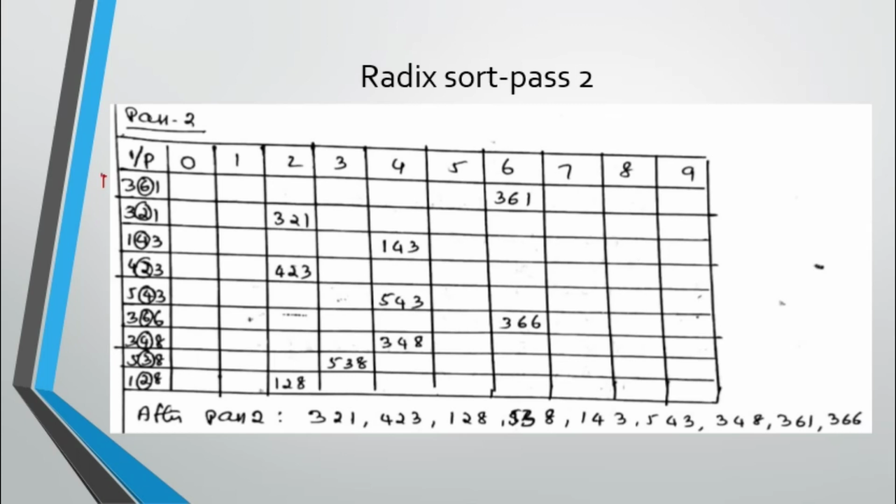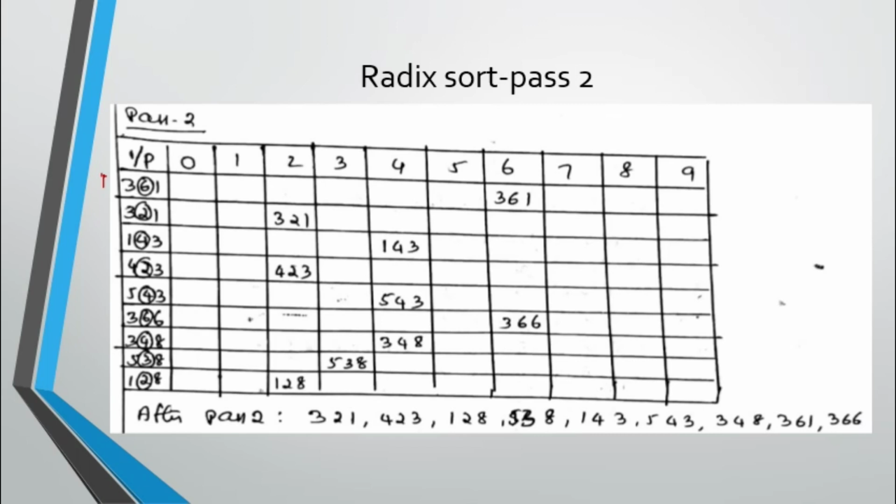Again, if you observe your book, 361 is first, 321 is second, 143 is third, then 423 is fourth, 543 is fifth, 366 is sixth. That way you are right. In the earlier pass, I mean in pass 1, you circled the ones place. Now in pass 2 you need to circle the tens place. So we can see, students, here.